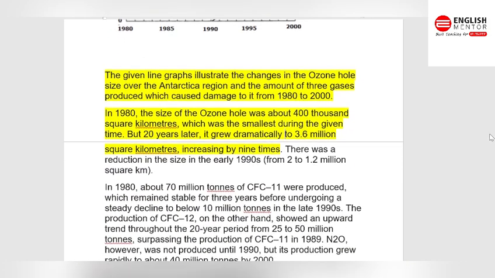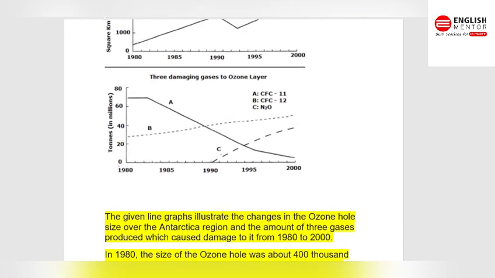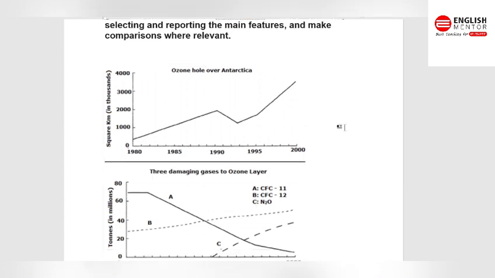There was a reduction in the size in the early 90s from 2 to 1.2 million square kilometers. So let's see where this reduction can be seen in the 90s. See here, you can see the reduction from 90 to 95. You can see there is a decrease. Then after that there is a constant increase.